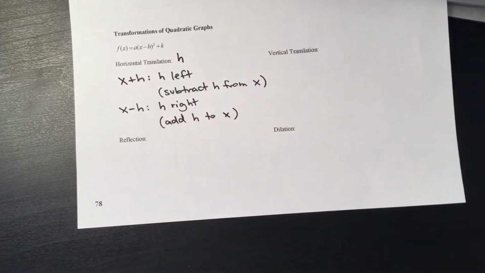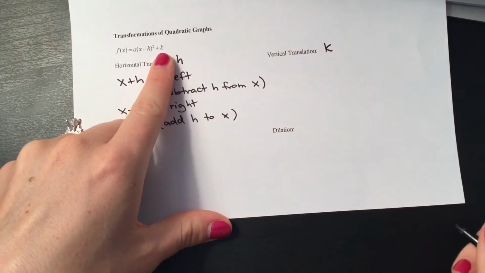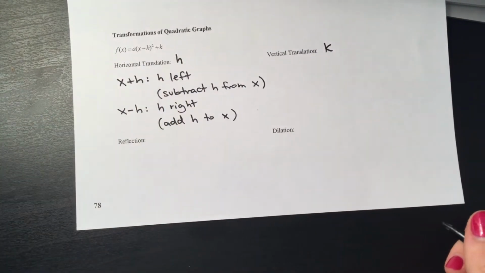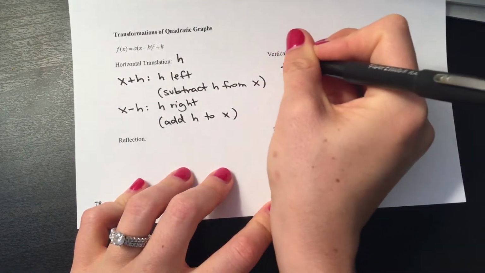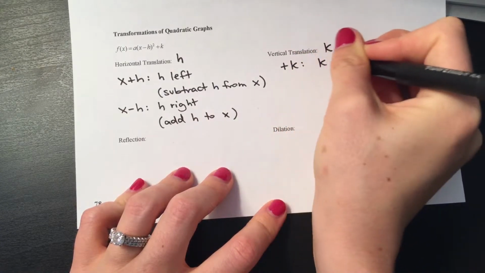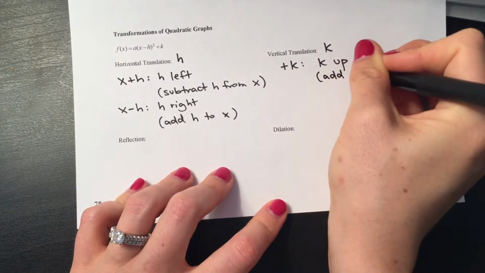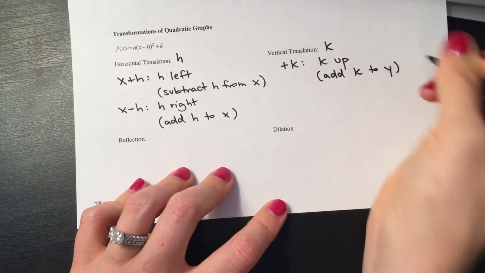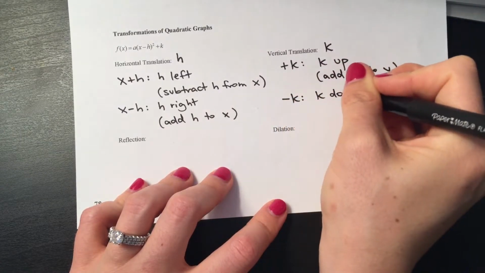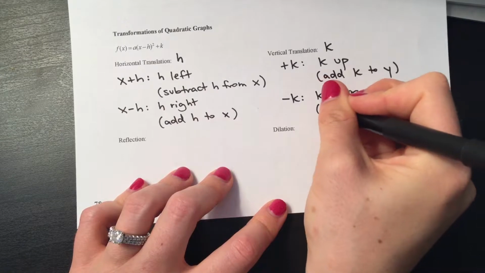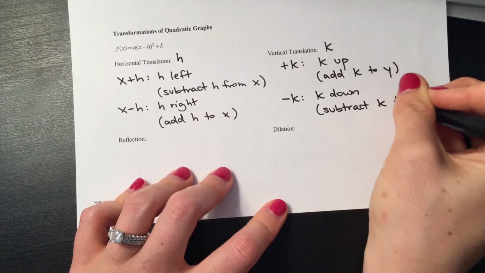Okay, so that's a left-right transformation that affects the x value. Vertical translation has to do with this value of k right here. And when it's on the outside like that, it actually does do exactly what you think it's going to do. So if you have a plus k on the outside, then you're going k units up, which means you're going to be adding k to all the y values. And if you have minus k, it goes down. So k units down, which means you're going to be subtracting k from all the y values.